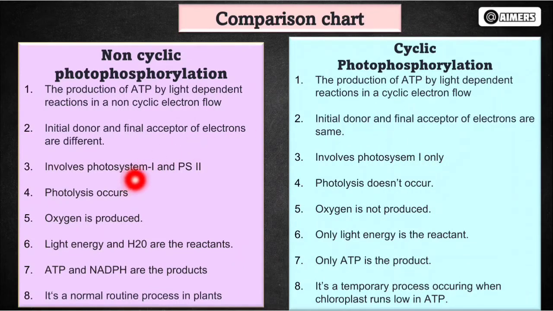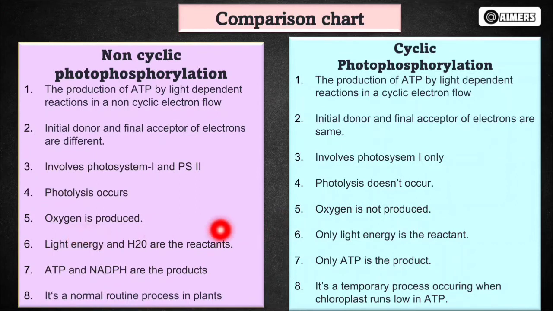In non-cyclic photophosphorylation, photolysis occurs, while in case of cyclic photophosphorylation, there is no use of water, so there is no oxygen production, so photolysis does not occur. In case of non-cyclic, oxygen is produced because water is used. In this case, oxygen is not produced because water is not used.